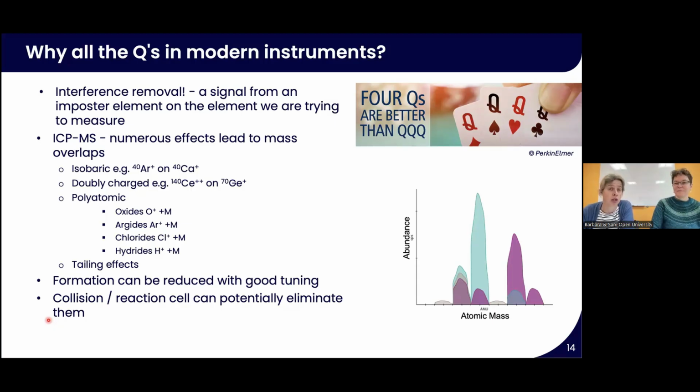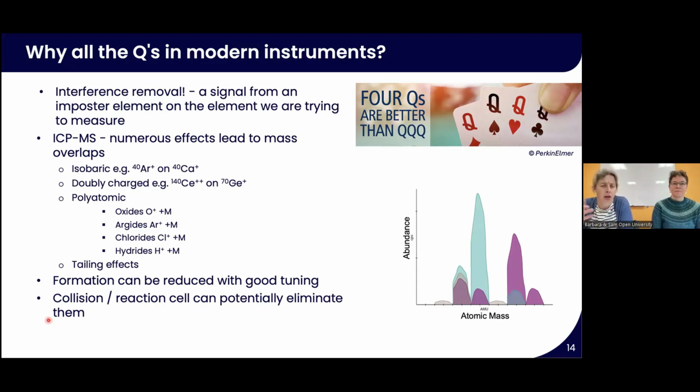A triple quad isn't really a triple quad. It's 2 quadrupoles, and in between those 2 quadrupoles there is a collision reaction cell, sometimes called an octopole reaction cell, in the center there. 4 Qs again, it's a lens at the beginning, then the 2 quadrupoles, and then the collision reaction cell in the middle. But why do we need these quadrupoles? Well, the key is that they're really good for interference removal.